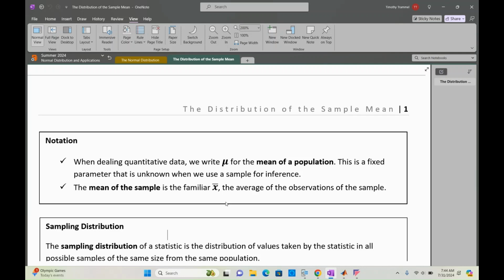In this video, we're going to cover the distribution of the sample mean, or what I sometimes like to just call a sampling distribution. And before we do that, we should review a little bit of notation here.